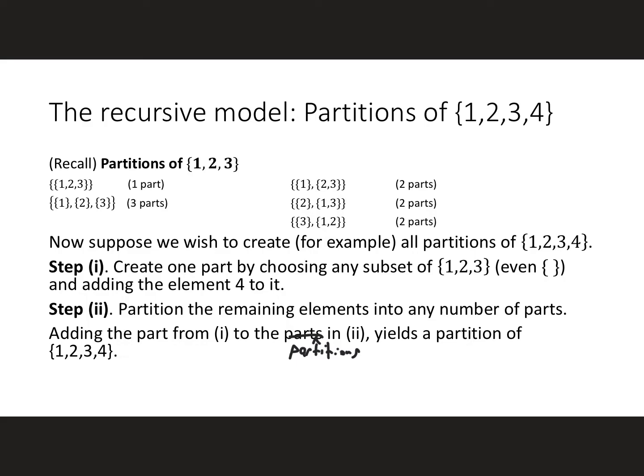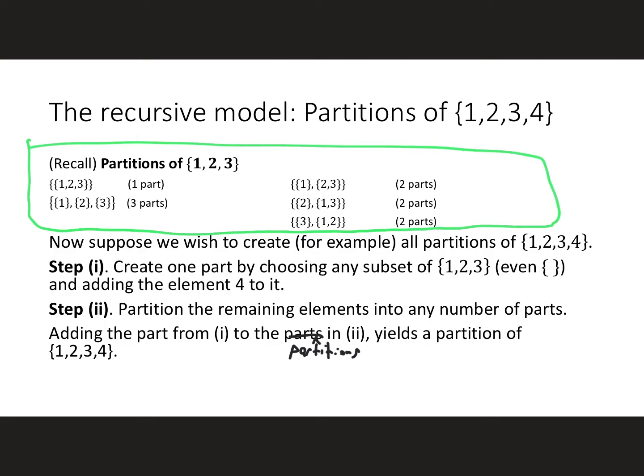So now, to look at the recursive model, let's look at the example where we're trying to count all the partitions of a four-element set, 1, 2, 3, 4, given that we already know how to count the number of partitions of smaller sets. I'll be referring to the smaller partitions, and the only one that was interesting is this one. This one had 5 possibilities, so I'm going to include that there.